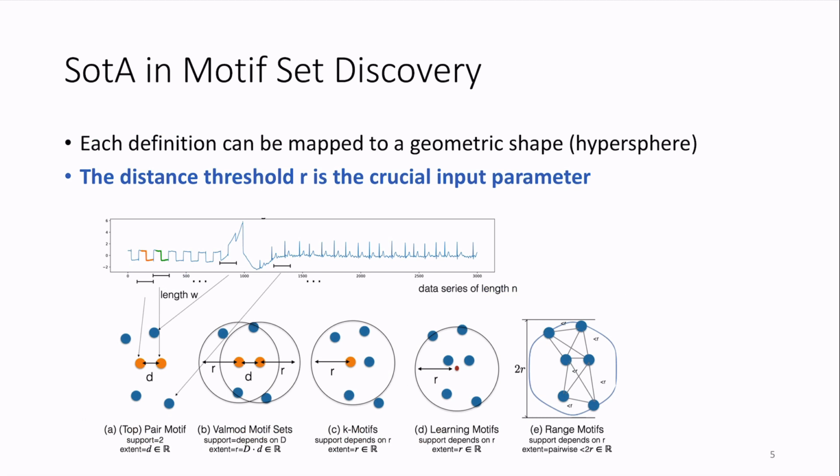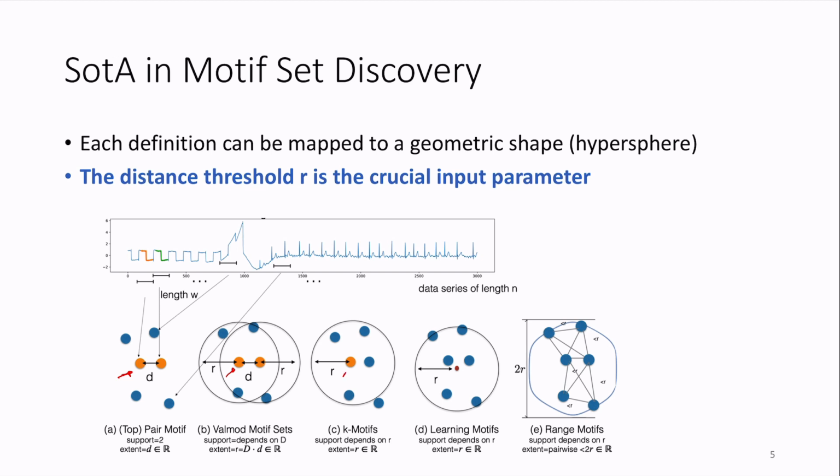So depicted is a time series, and we can look at the geometric shape again of different definitions. As introduced, the pair motif is simply the pair of subsequences that are closest together. To move from pairs to sets, Valmod is one possibility. It uses the pair motif as seeds and searches for a hypersphere of radius r around each of these seed points. Another common definition is that of k-motifs.